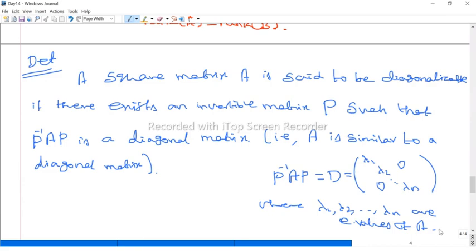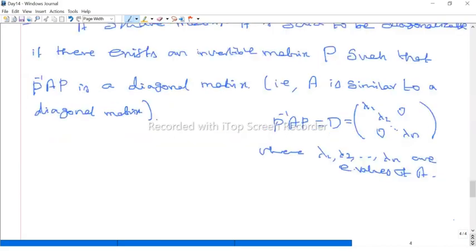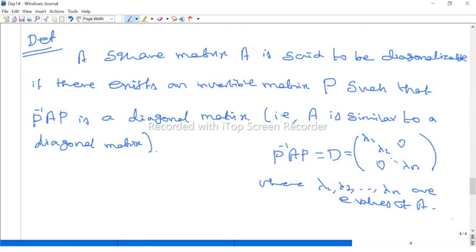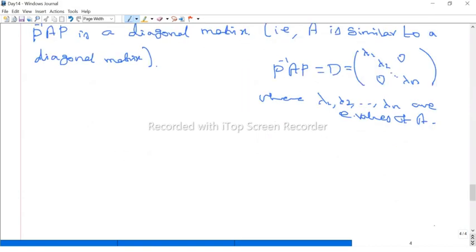Similarly, we can say it for any linear transformation from a finite dimensional vector space to a finite dimensional vector space; maybe I will tell later. So that is the definition: a matrix is said to be diagonalizable if there is an invertible matrix P such that P inverse AP is a diagonal matrix. Now we have some characterizations to check whether a matrix is diagonalizable or not.